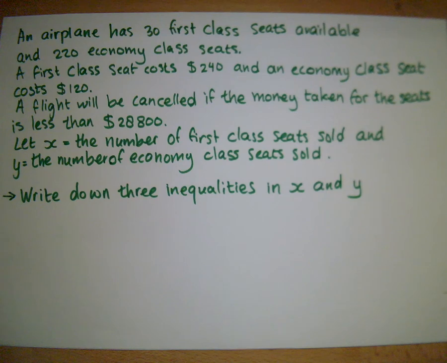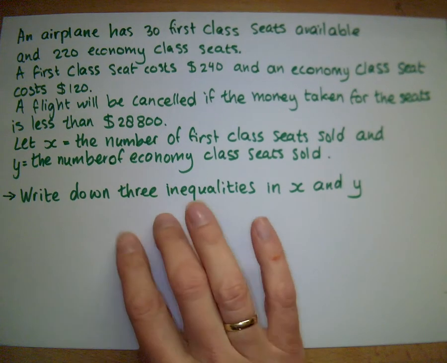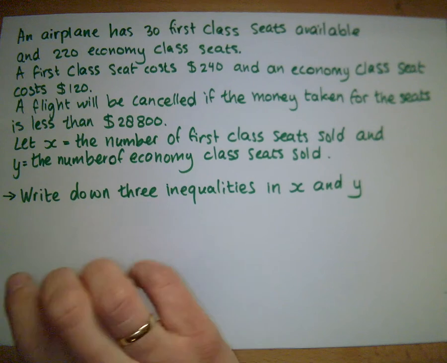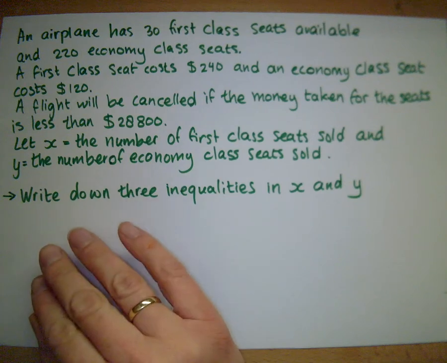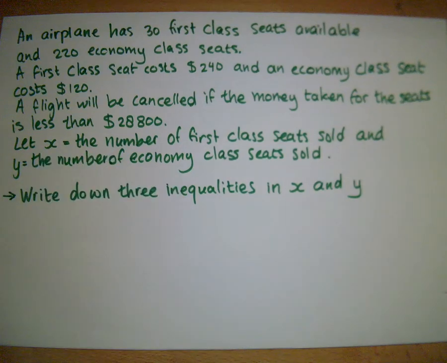Let X equal the number of first class seats sold and Y equal the number of economy class seats sold. Thank you for telling us what X and Y are going to equal. That helps us a little bit. So these are variables. We don't know yet. We want to make a system of equations where X and Y are variables and we can plug in the actual numbers and figure out, should this flight fly or not? Write down 3 inequalities in X and Y.